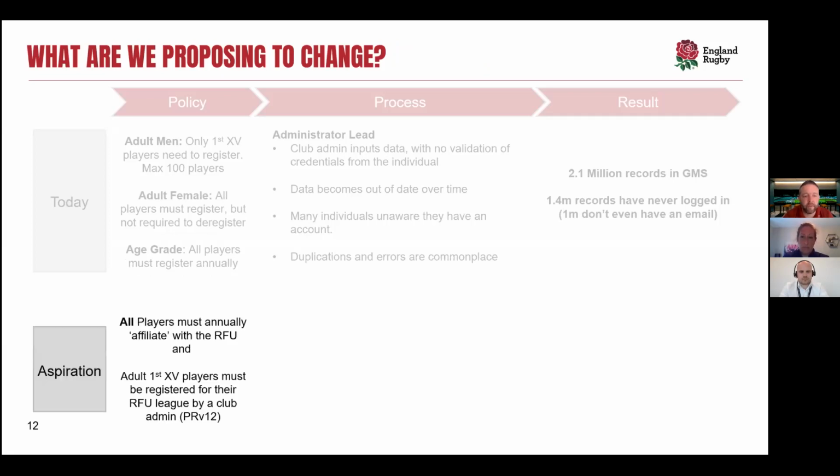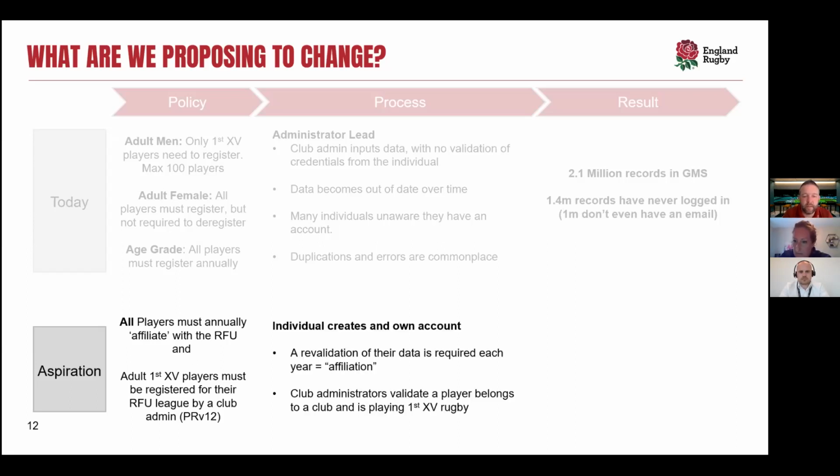So the aspiration, as I say, is part of a longer-term project and process that we're working towards, following the success of the age grade process, which has been significant, with a lot of trial and error and working through with live user groups from clubs and players. It is to replicate that across the senior game. So looking at a player affiliation process for senior players, where all adult players would still be registered to their league through the registration portal and through club administrators. But the key aspect is that individuals create and own their own account. They would know their account exists, whereas at the moment a number of them don't.